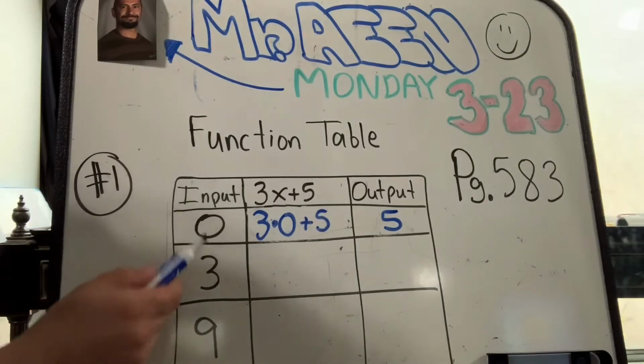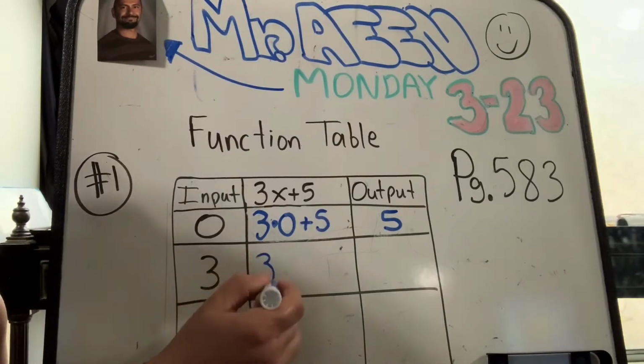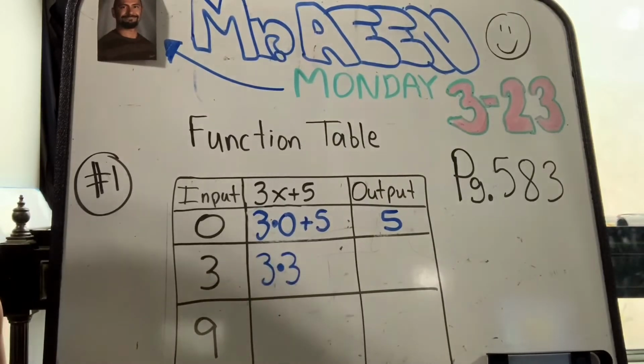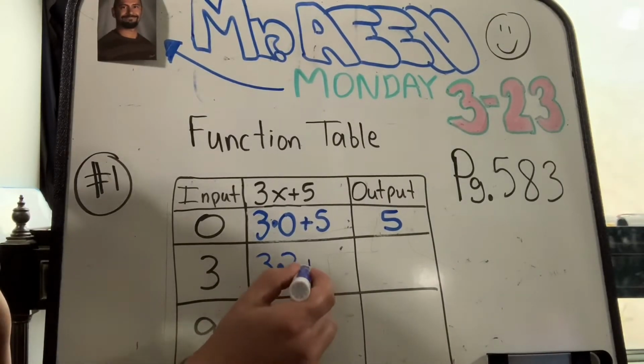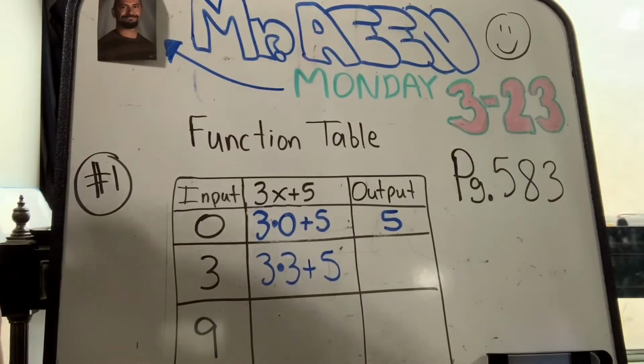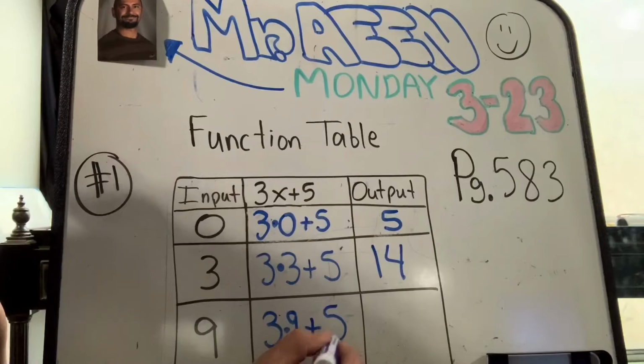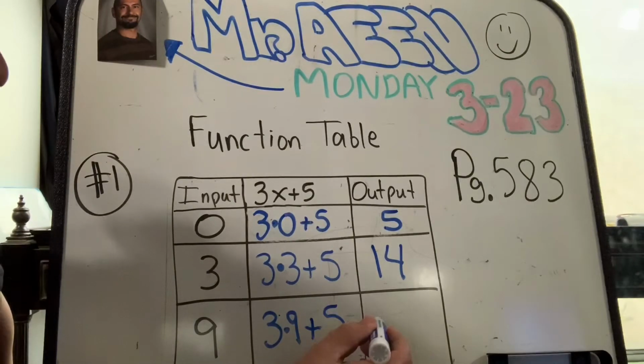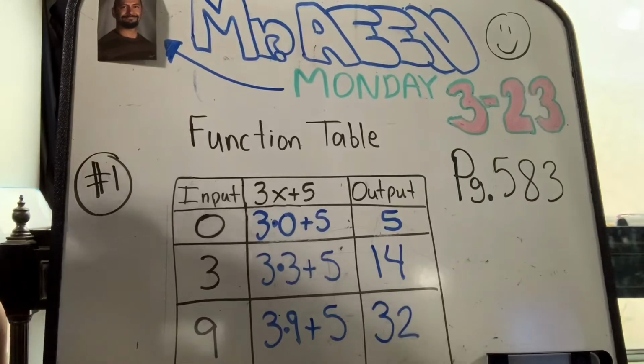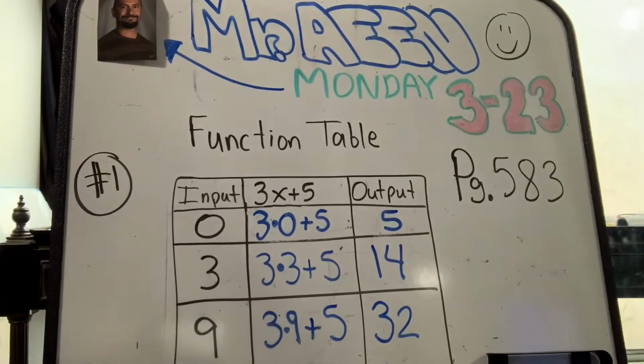So you put 3 in the function and you multiply by 3. So 3 times 3 is 9. Then you add 5 to it. So 9 plus 5 is 14. Okay, and then we have one more. So now we put 9 in the machine or the function, and the function multiplies it by 3. So 9 times 3, that's 27. And then you add 5 to the 27, and that's going to give you 32. Okay, so that's basically how a function table works.